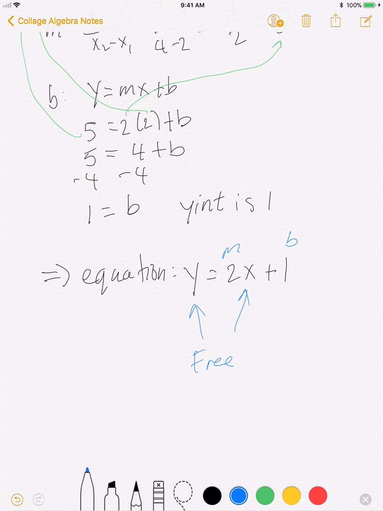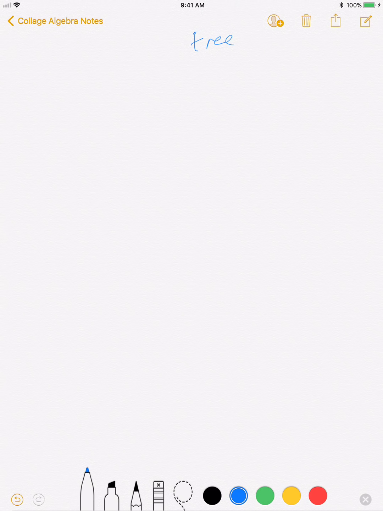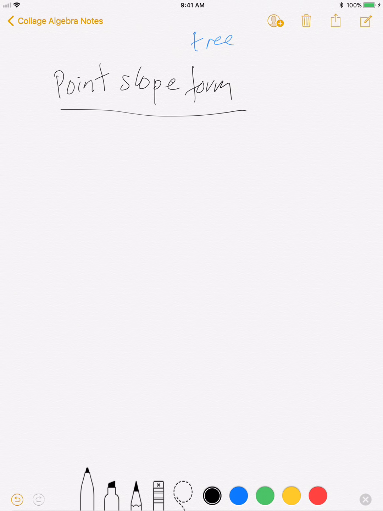There's a different way of solving this problem right here, and it's done by using a different equation of a line. That equation is called the point slope form of a line. Remember, the slope is equal to y2 minus y1 over x2 minus x1.